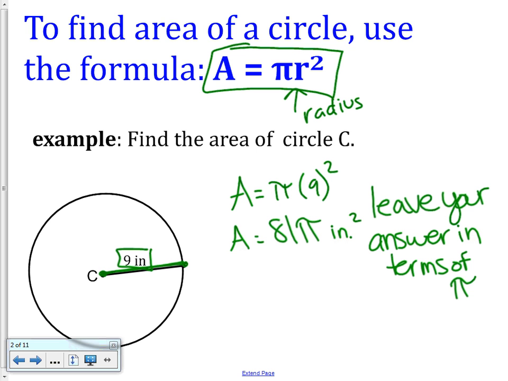Let's talk about what just happened. The 81 is from the 9 squared. Leaving in terms of pi means don't actually do 81 times the pi, because you're going to get an irrational number. You're going to get an ugly decimal, and then with rounding and so on. So leave it in terms of pi. Treat this like a variable almost. All right, so it's 81 times pi, and then our units, of course, are squared because area is unit times unit. Okay.